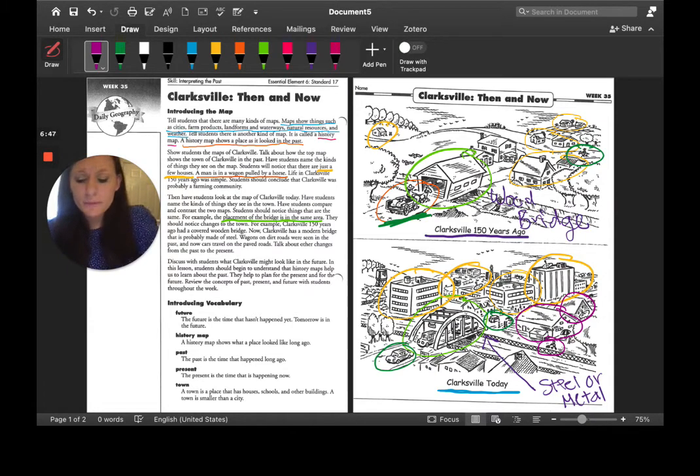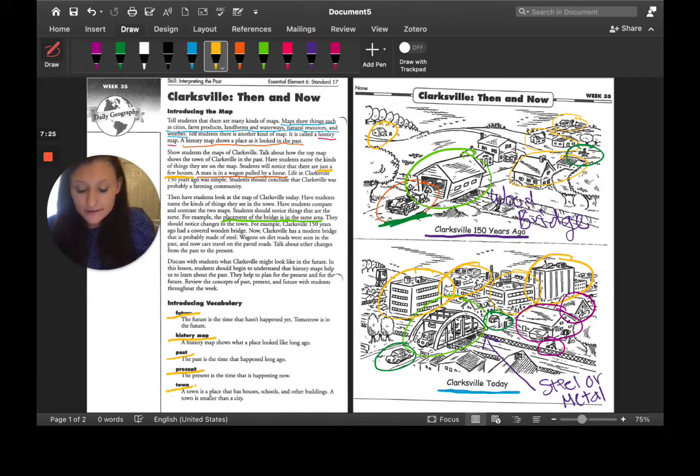To wrap up our lesson today, let's look at our vocabulary. Our first word is future. The future is the time that hasn't happened yet. For example, tomorrow is in the future. Next, we have history map. A history map shows what a place looked like long ago. Then we have the past. Remember, the past is the time that happened long ago. Then we have the present. The present is the time that is happening right now.